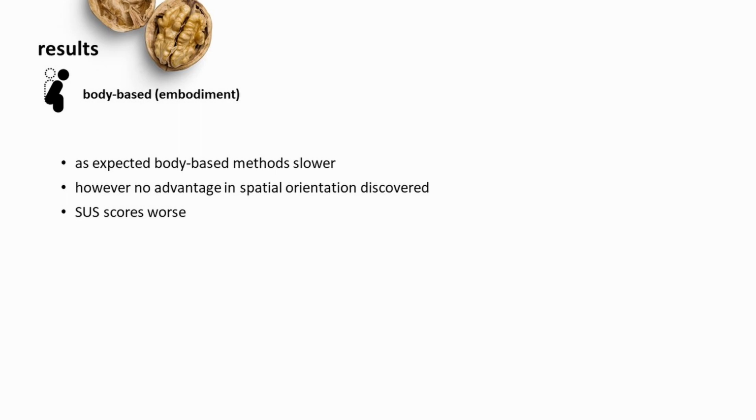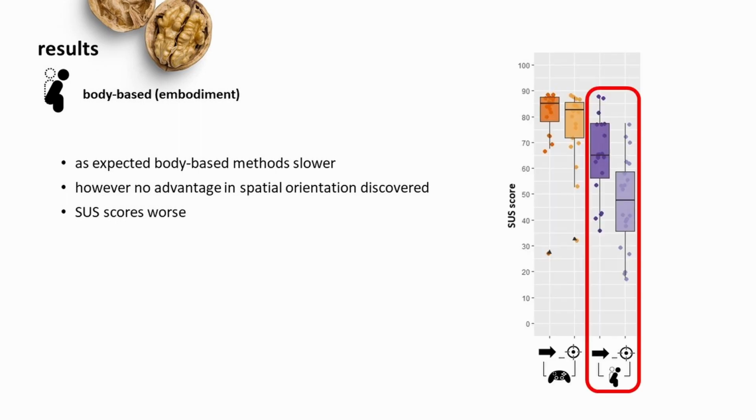Let's directly jump into the results and have our first look at the factor of body-based interaction. As expected, the body-based methods were slower in task performance than the device-based methods. But we also did not find a significant advantage in spatial orientation. Maybe most remarkably, the SUS scores of the body-based methods were lower as well, especially for the body-based selection method.